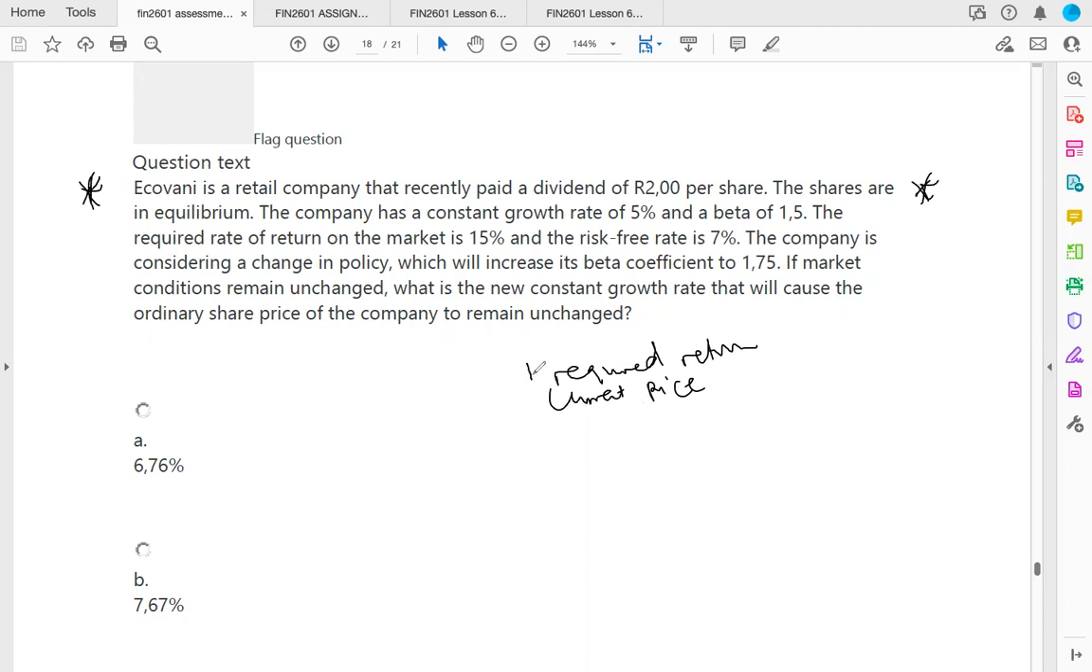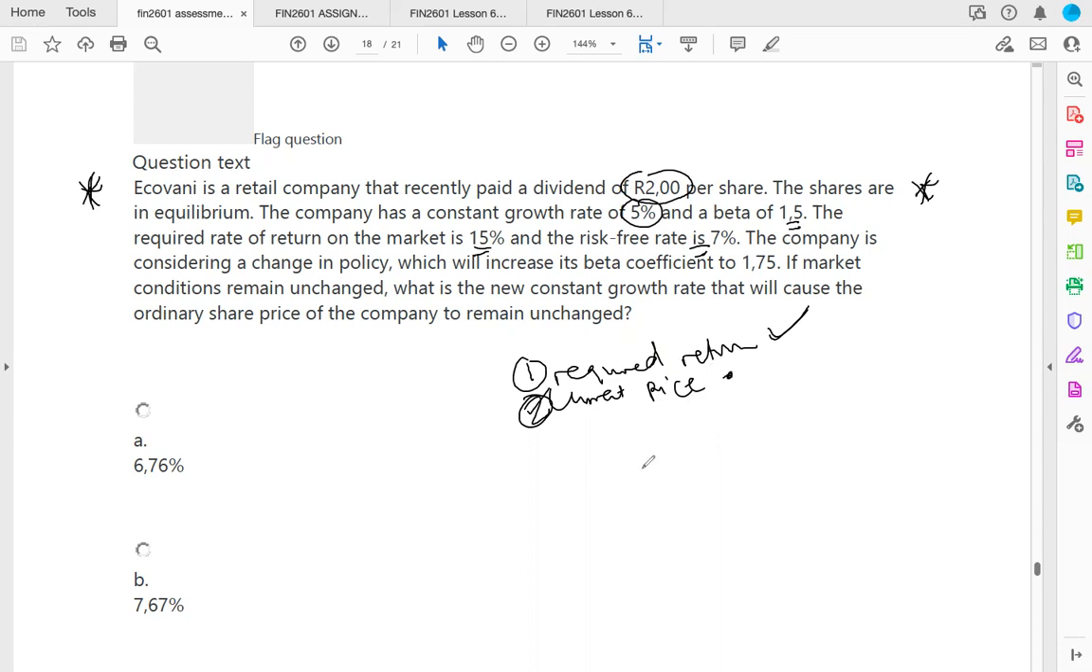Let's follow it this way. 1, determine the required return. Using the beta, risk-free rate and the market return, determine the required return of the share. And then after that, determine the current price of the share, using the dividend that you've been given, the required return that you've calculated, and the growth rate that you have. Then we get the current price of the share.